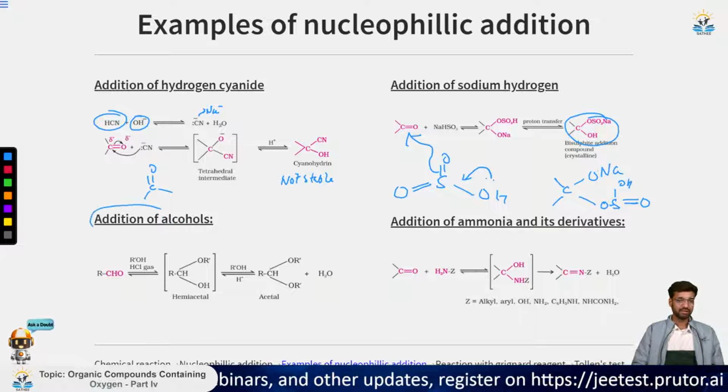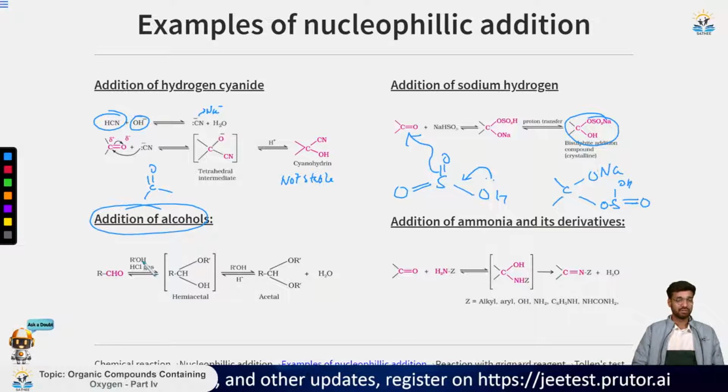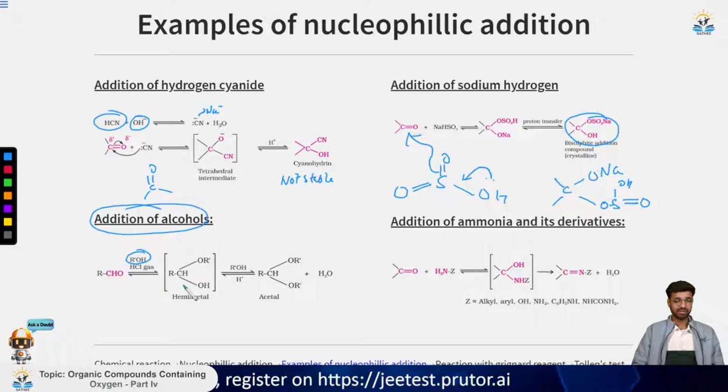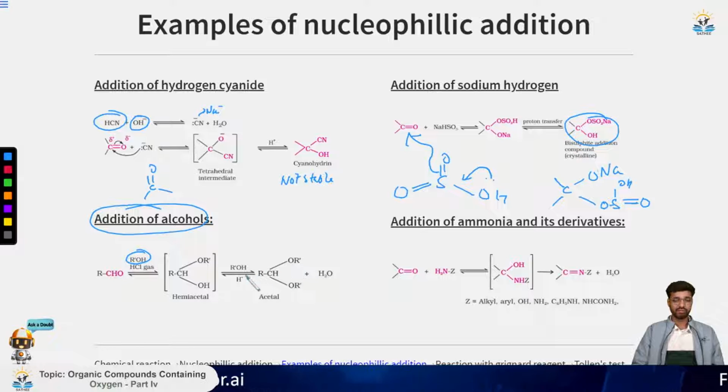Then we have the addition of alcohol. In alcohol, ROH will attack this RCHO and we will get similarly this intermediate here, which will look like an ether at a point. Now on the addition of H plus, one more OH is substituted by this ROH and we get this acetal here. So this is acetal.